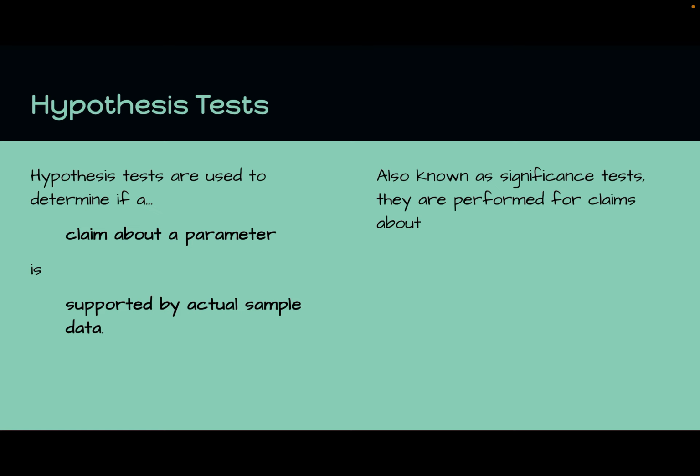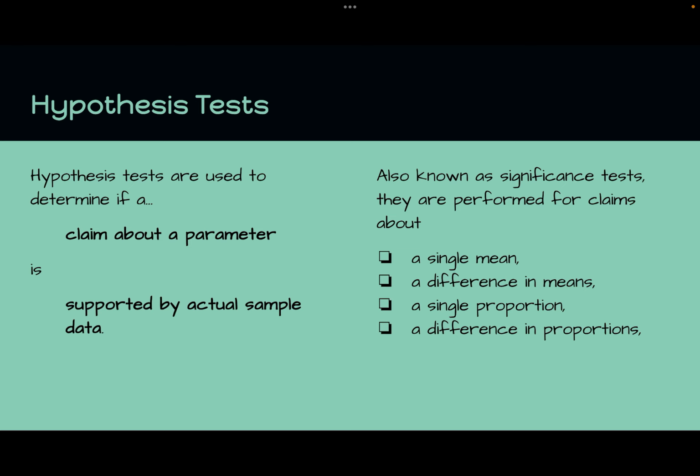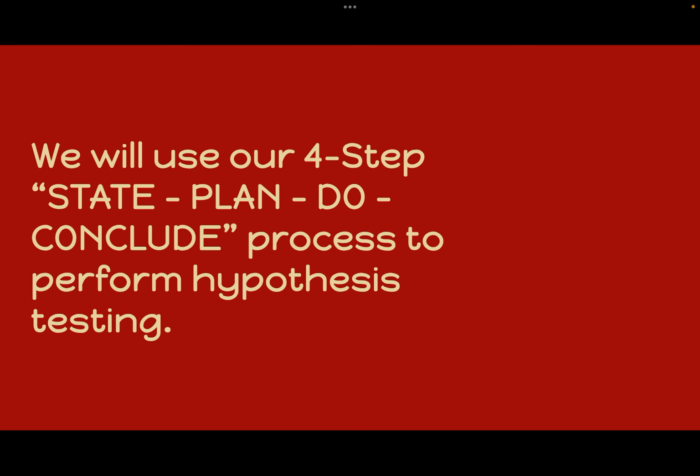These tests are also known as significance tests, and they are performed for claims about a single mean, a difference in means, a single proportion, or a difference in proportions. There are several other significance tests, and we're going to see some more in week 6 and week 7, but for this week, we're going to focus exclusively on means and proportions.